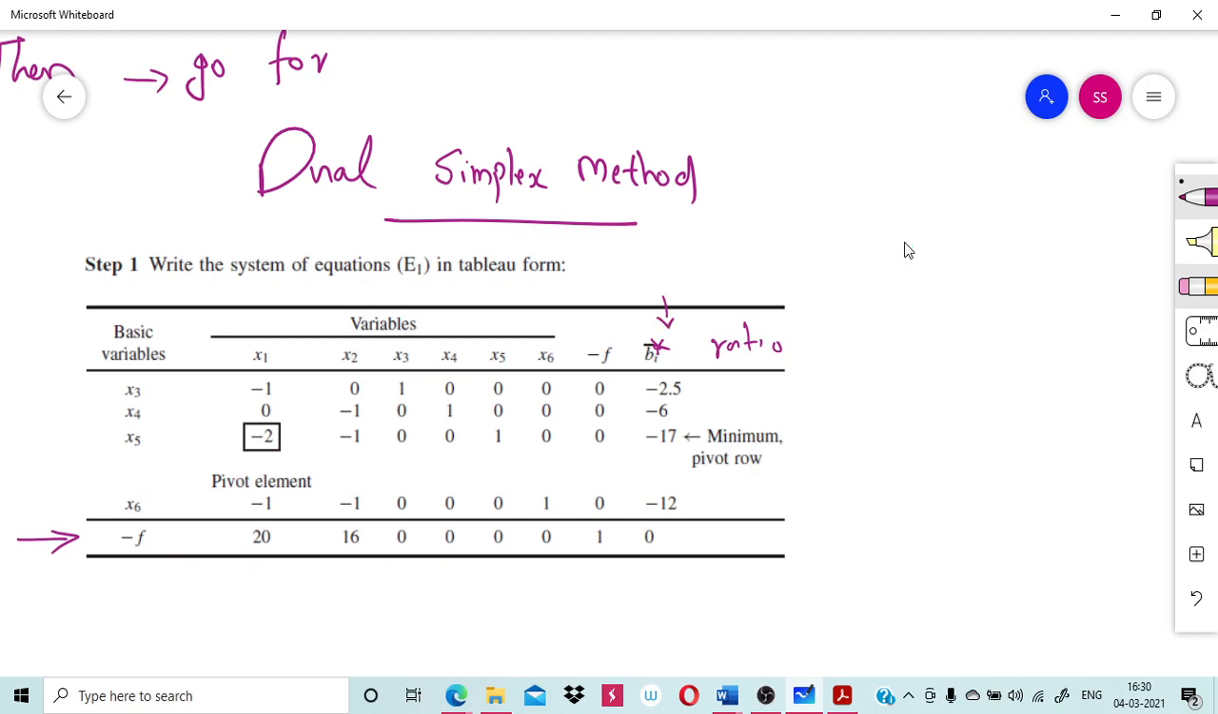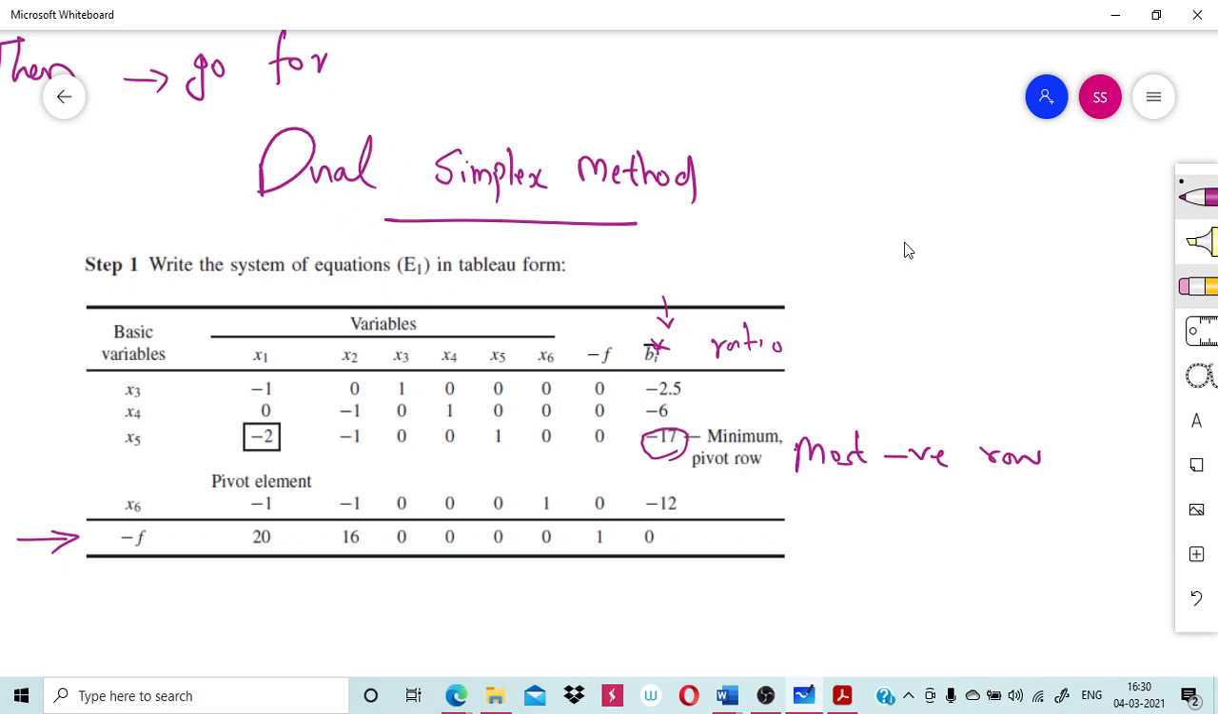Okay, and in that column you have to find out the most negative row. Here it is -74. So this is our most negative row.